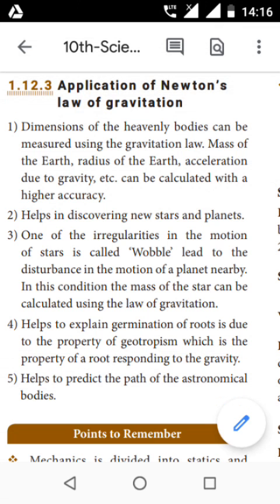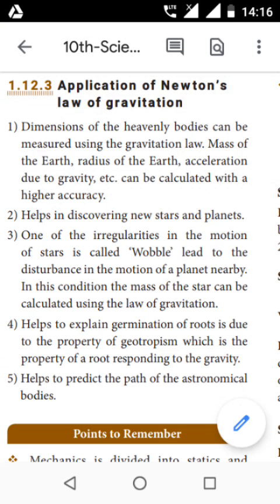Using Newton's law of gravitation, we can find the radius of the earth, mass of the earth, and acceleration due to gravity with high accuracy. They can be found using the law. Next, the second one is that it helps in discovering new stars and planets. So Newton's law of gravitation helps in discovering new stars and planets.